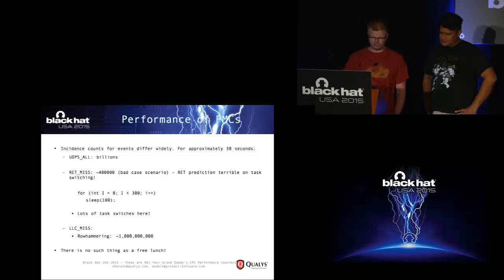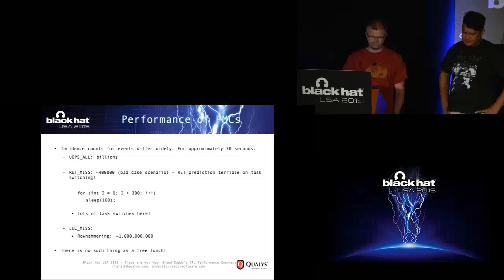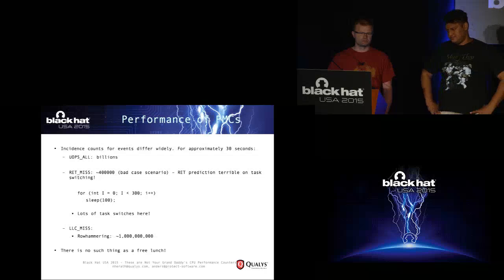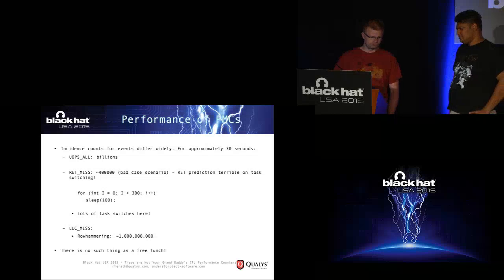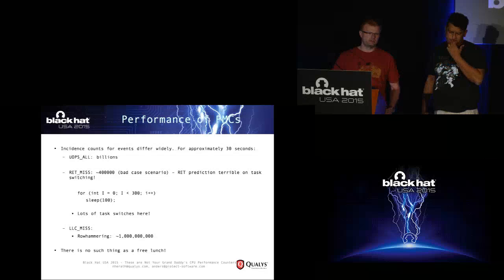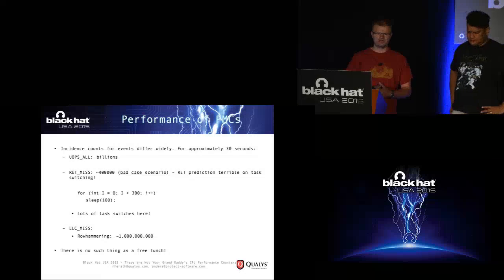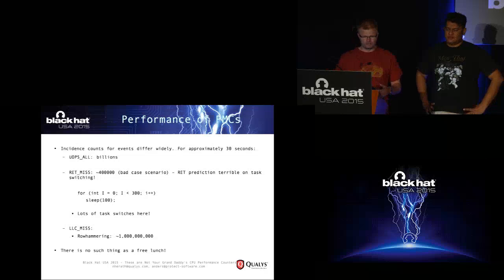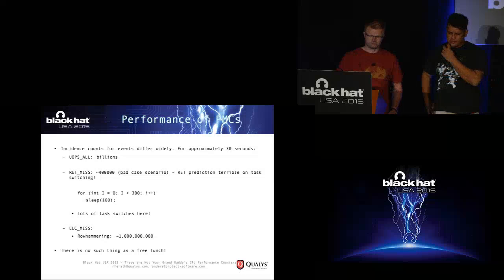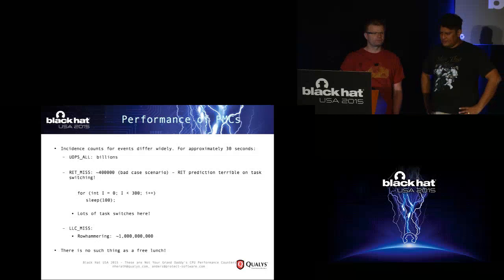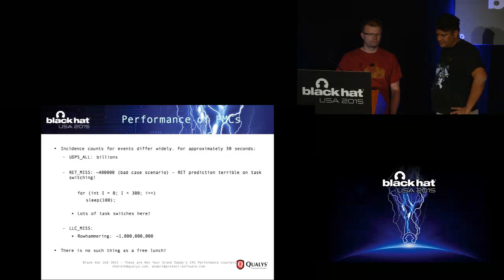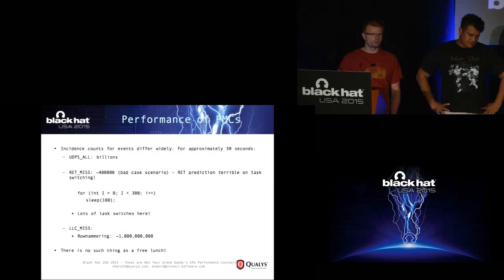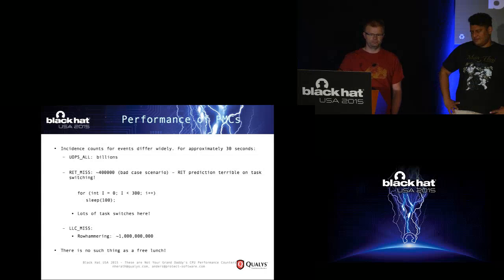Another event that we think is particularly interesting is last level cache misses. This is when the cache memory access is not found in the last level of caching, typically level 3, but on some CPUs it could be level 2. You get around 10 to the 9th events if you're RowHammering. If your computer is idle, we are talking about 100,000.